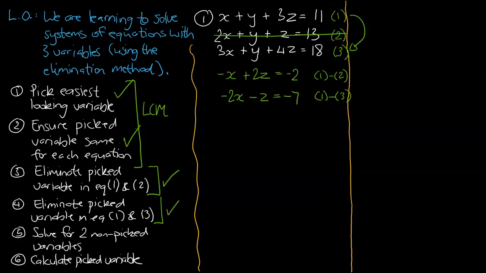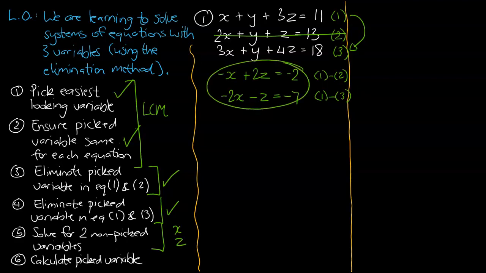So we've now done step number 4, and unfortunately steps 5 and 6 are where most of the work is going to come in, and it's a bit of an art form, so you need to be able to navigate yourself through the questions. For step number 5, we need to solve for the 2 non-picked variables, and in that case, it's going to be x and z.